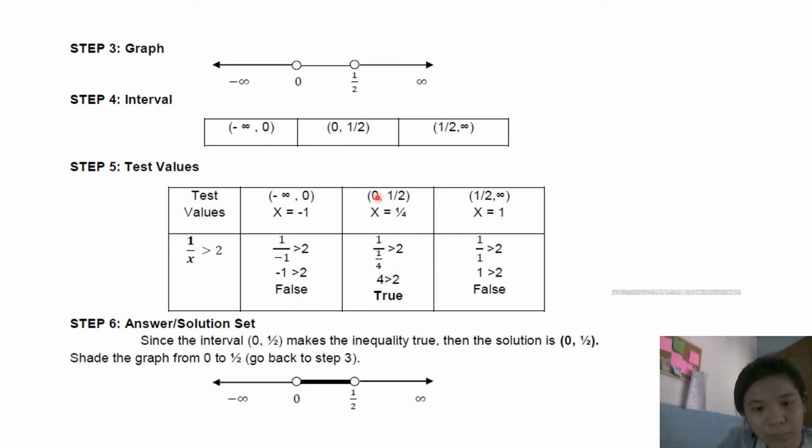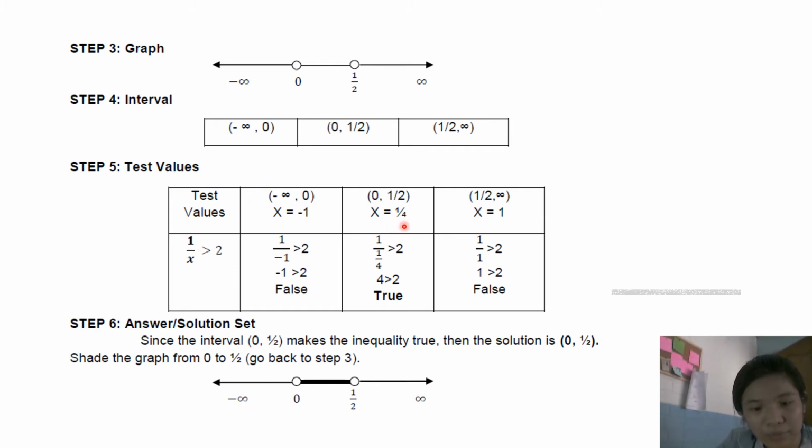So, next one naman is 0, 1/2. They are both open circle, meaning the numbers between 0 and 1/2. So, is 1/4 between 0 and 1/2? Yes. How about 1/8? Still, yes. 1 over 12? Yes. How about 3/4? Hindi na. So, any numbers between 0 and 1/2.